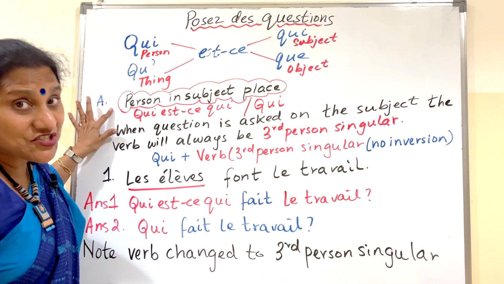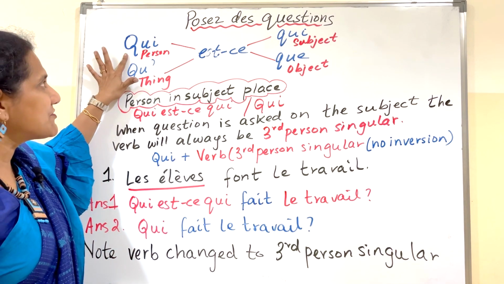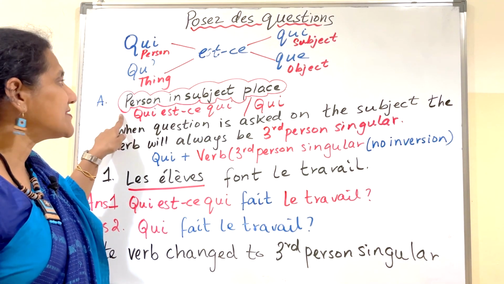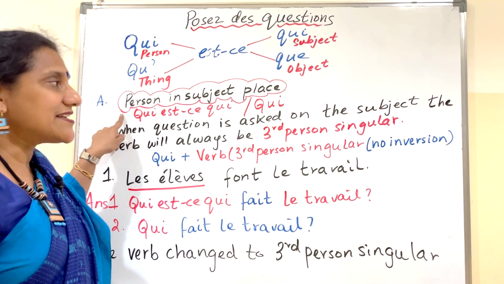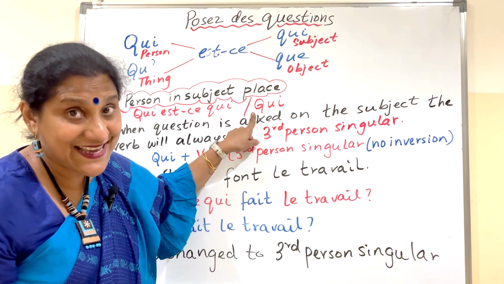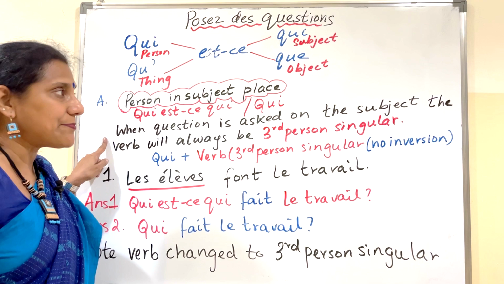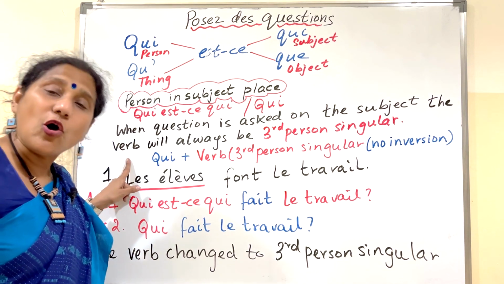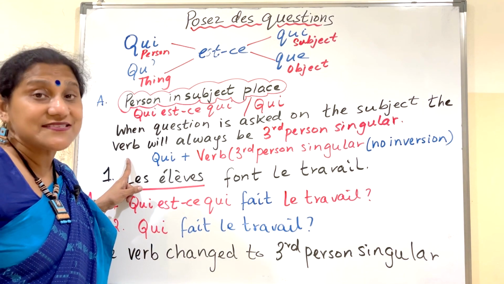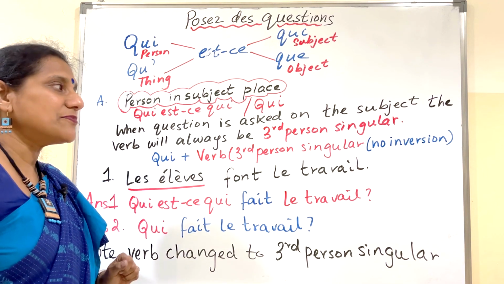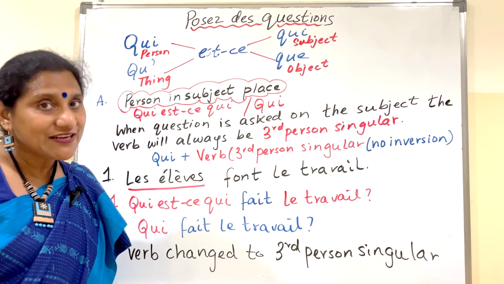Person in subject place. What is person in subject place? Qui est qui. That is what is person in subject place. Is there a short form? Yes, it's qui. Now, when question is asked on the subject, the verb will always be in third person singular, mind you. So, qui plus verb in third person singular and no inversion.